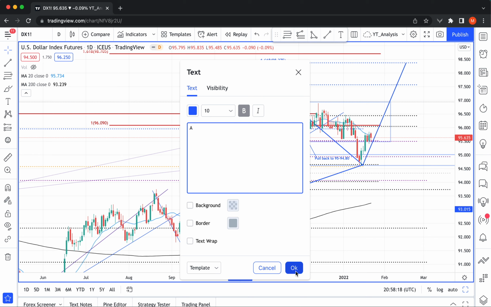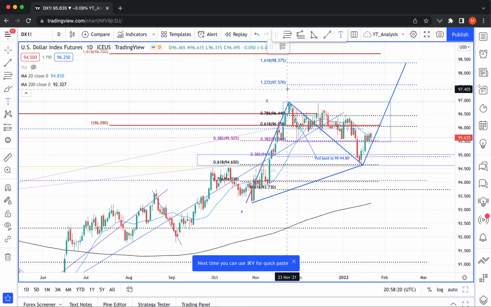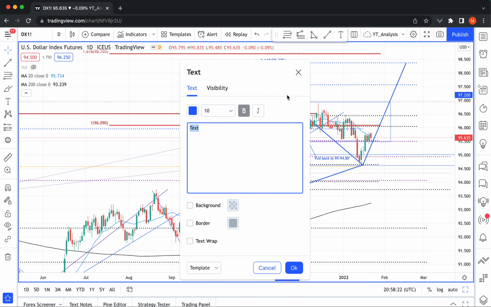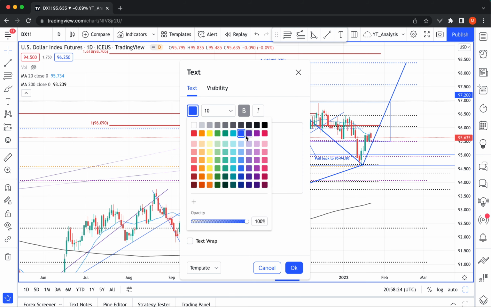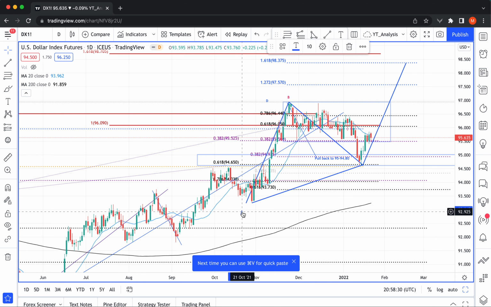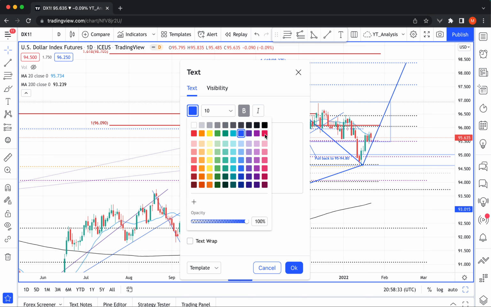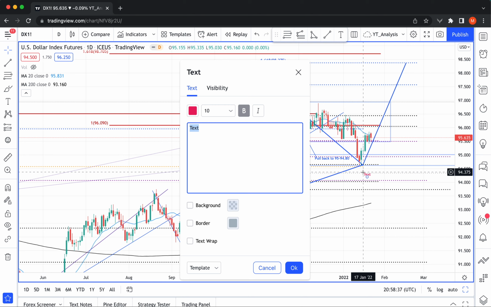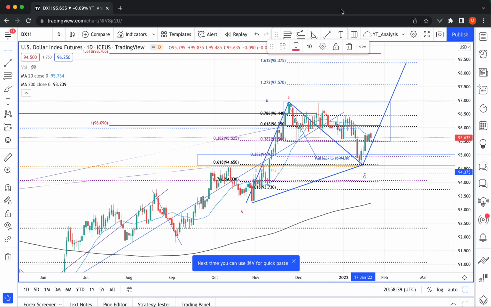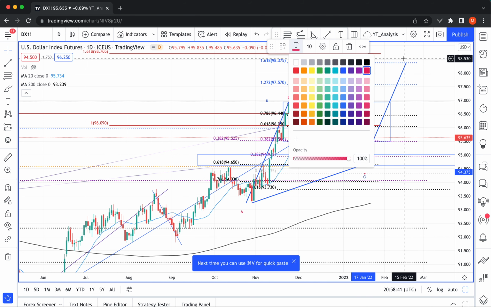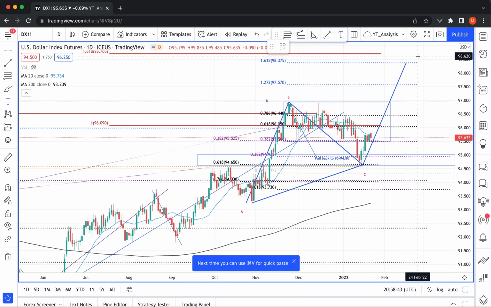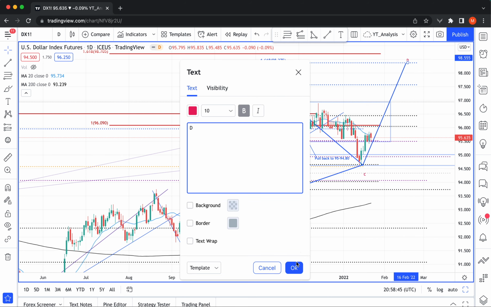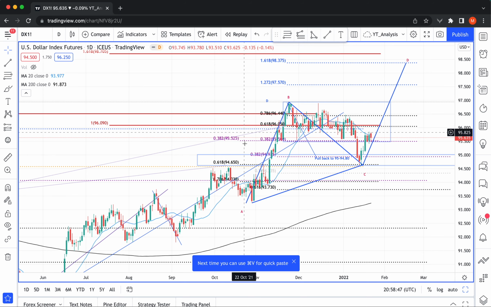So that's our A point. That's going to be the B point. Let me make the text a different color so that it's more visible. Okay, that's the C level, and this is going to be the D level. Okay, so that's what we're looking at.